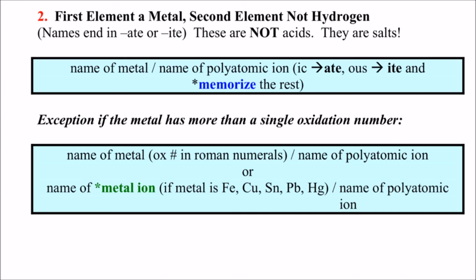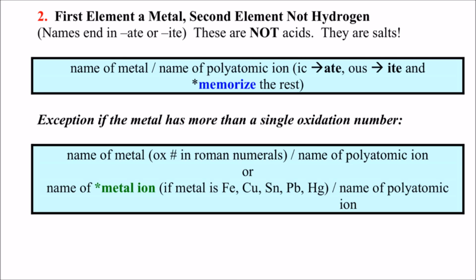Alright, the second type of polyatomic compound that we could have is one where the first element is a metal and the second element is not a hydrogen. These names are going to end in ate or ite. The last time we did a compound, they were acids and they ended with ic or us. But these are not acids, these are salts. Remember, metals and nonmetals always create salts.